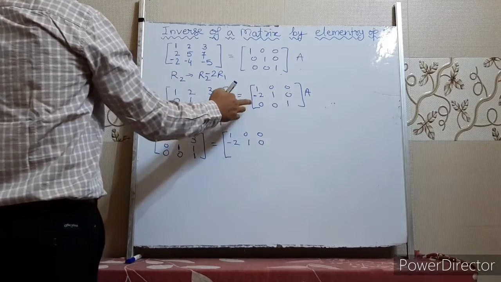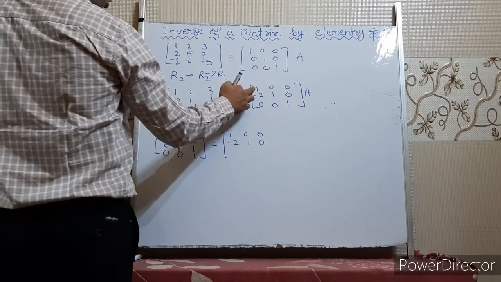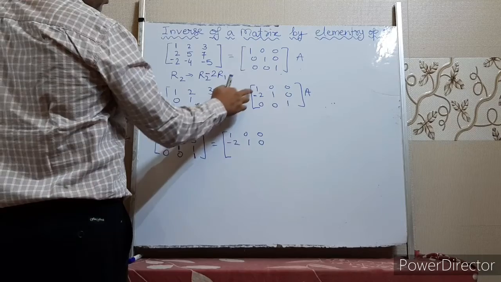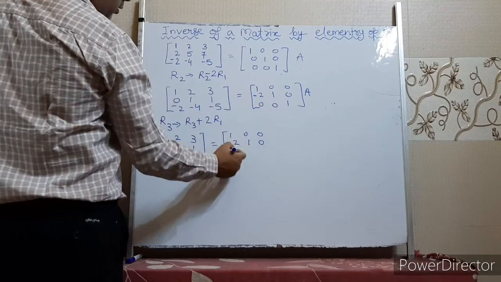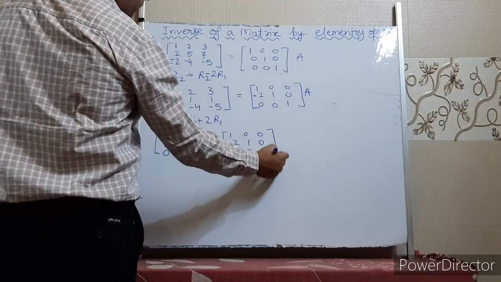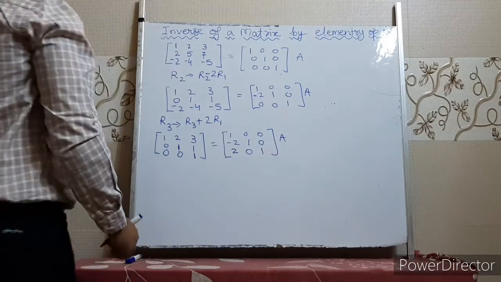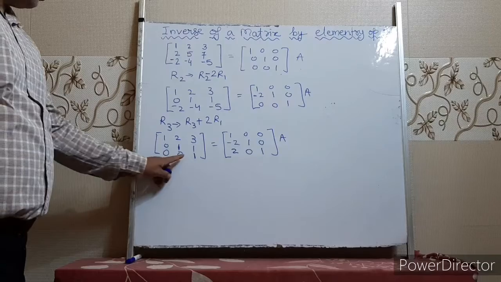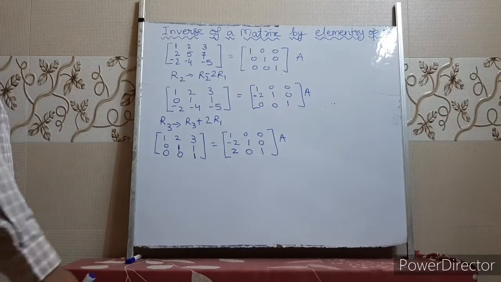Okay. So what are we doing? We are multiplying R1 by 2 and then adding to R3. So when you multiply 2 here, plus 0, 2, 2, 0, 0 and 0, again we'll get 1. Okay. Now you can see we got this lower triangle 0.